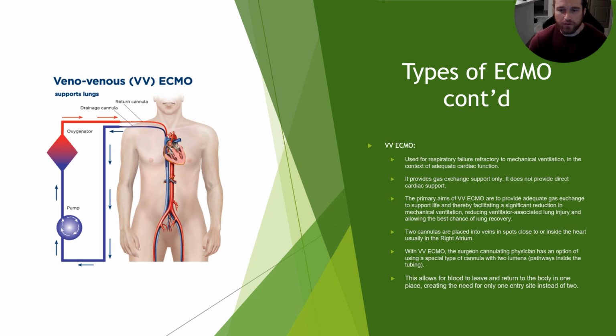The primary aims of VV ECMO are to provide adequate gas exchange to support life and thereby facilitating a significant reduction in mechanical ventilation, reducing ventilator-associated lung injury, and allowing the best chance of lung recovery. Two cannulas are placed into veins in spots close to or inside the heart, usually in the right atrium. With VV ECMO, the cannulating physician has an option of using a special type of cannula with two lumens, or pathways, inside the tubing. This allows for blood to leave and return to the body in one place, creating the need for only one entry site instead of two.